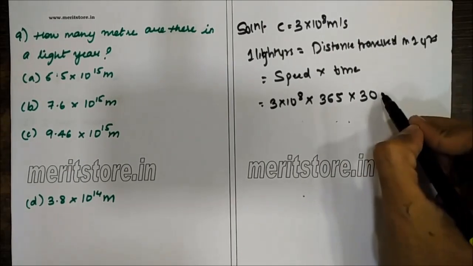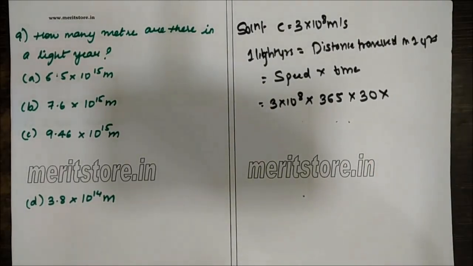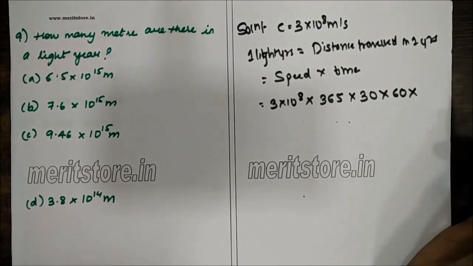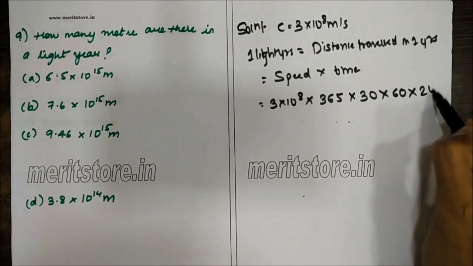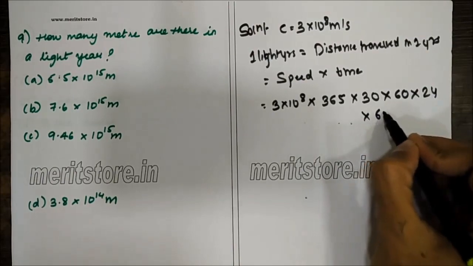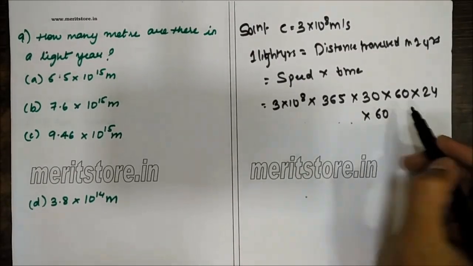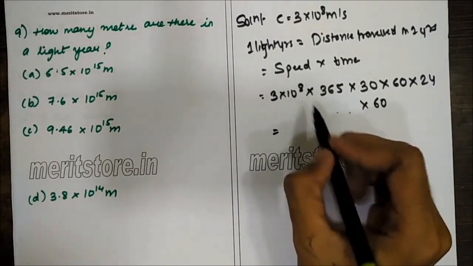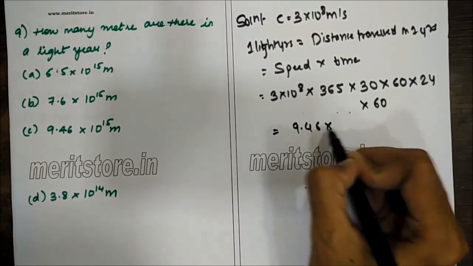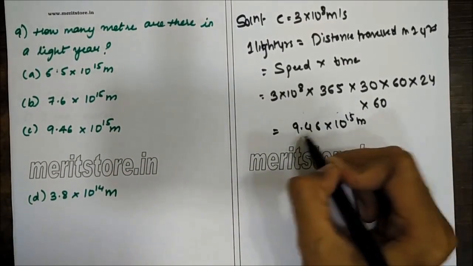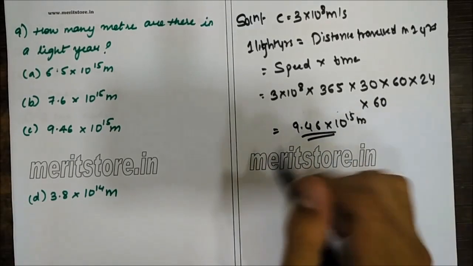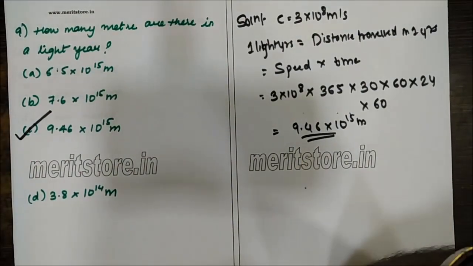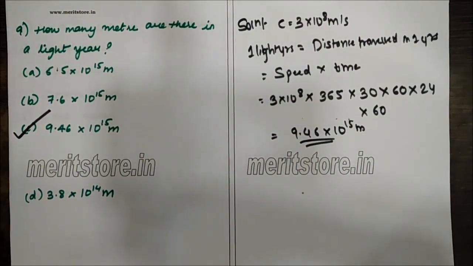365 days multiplied by 24 hours multiplied by 60 minutes multiplied by 60 seconds. Okay, so the entire calculation comes out to be 9.46 into 10 raised to 15 meters. This is the distance the light will cover within 1 year, called 1 light year, that is 9.46 into 10 raised to 15 meters.